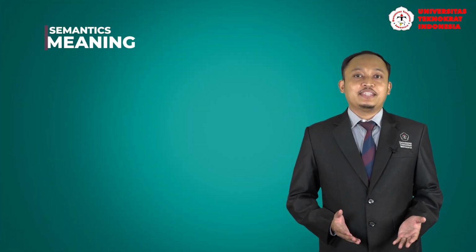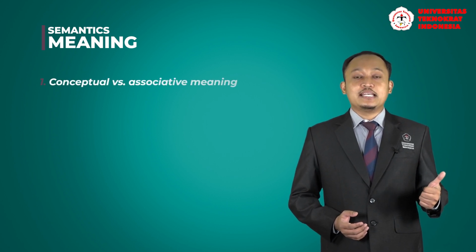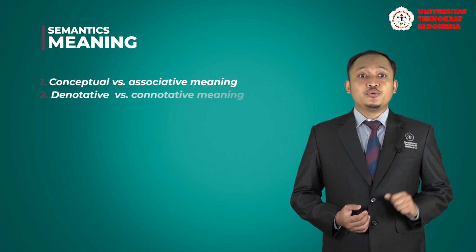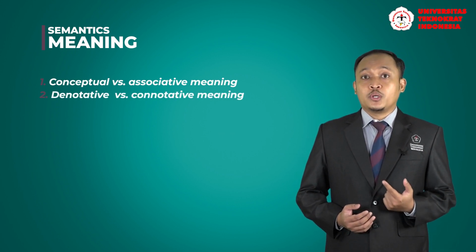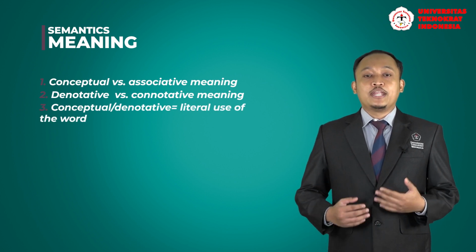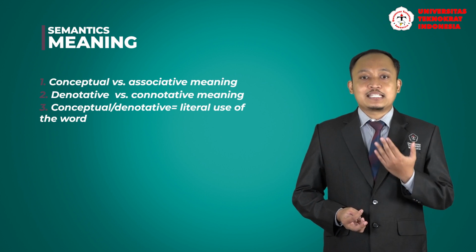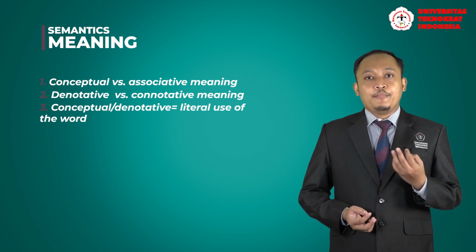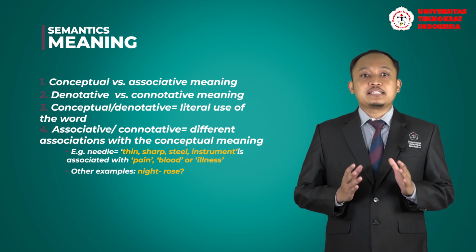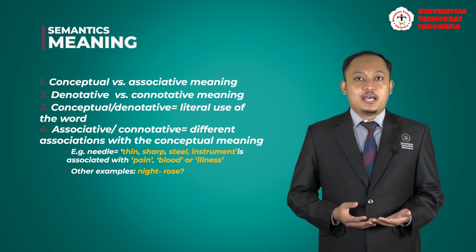So, meaning in semantics is classified into several categories. Category number 1 is conceptual versus associative meanings. Number 2 is denotative versus connotative meanings. Conceptual, or denotative, in this context means the literal use of words. Meanwhile, associative, the same as connotative, is how we have extended meanings in the use of words in our society.